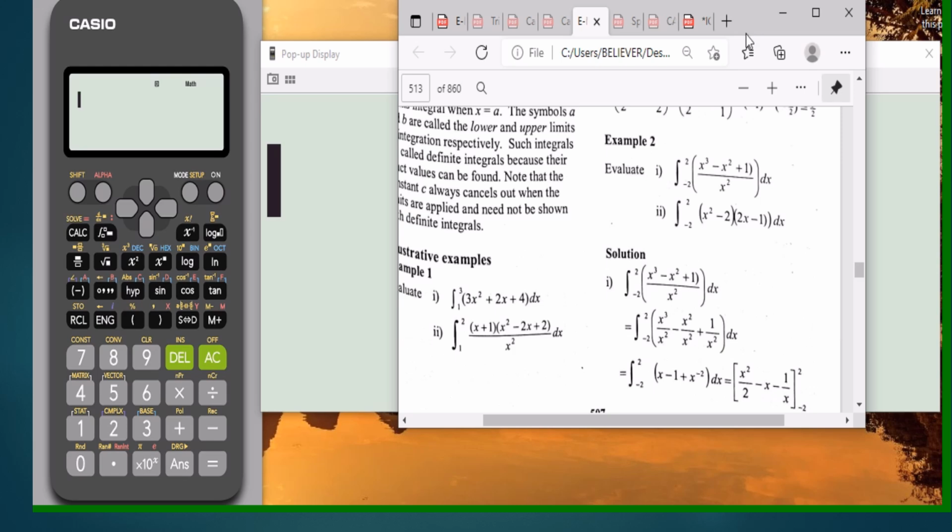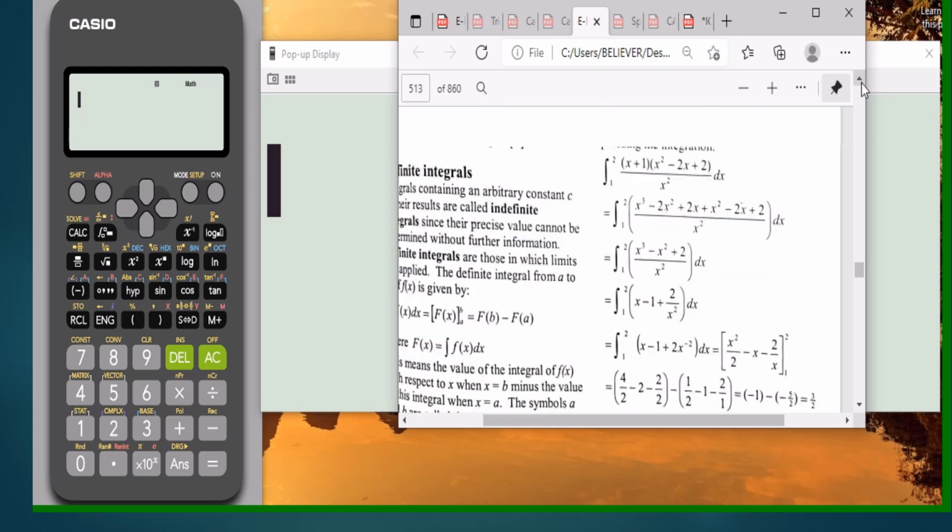Alright, so let's consider this question over here. The integral of 3x squared plus 2x plus 4 dx. The lower limit is 1 and the upper limit is 3. And this is how we solve it.